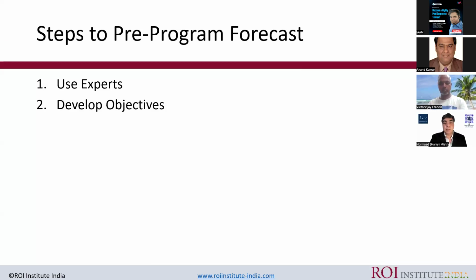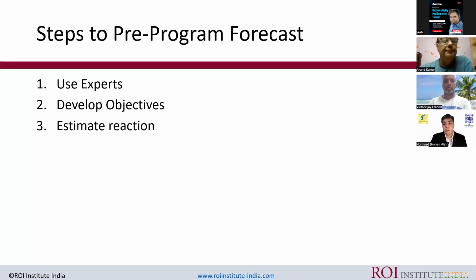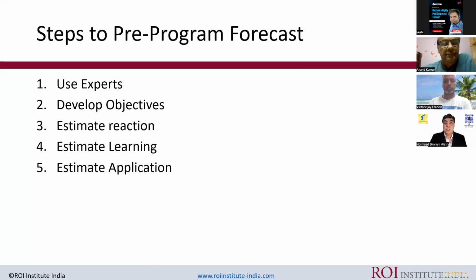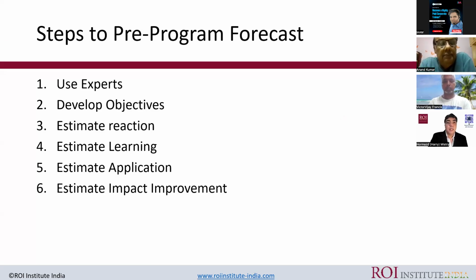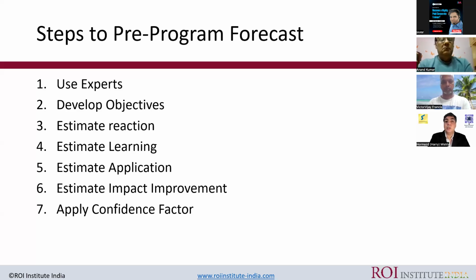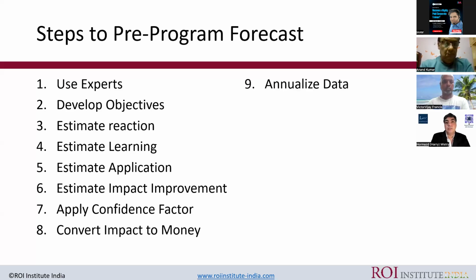Once we've done that, we estimate the reaction, we estimate learning, we estimate application, we estimate the impact improvement. And once we've done all of that, we apply a confidence factor to it. This confidence factor is going to adjust any errors that we have had in our estimates. We then convert impact into monetary values, and then we annualize the data.